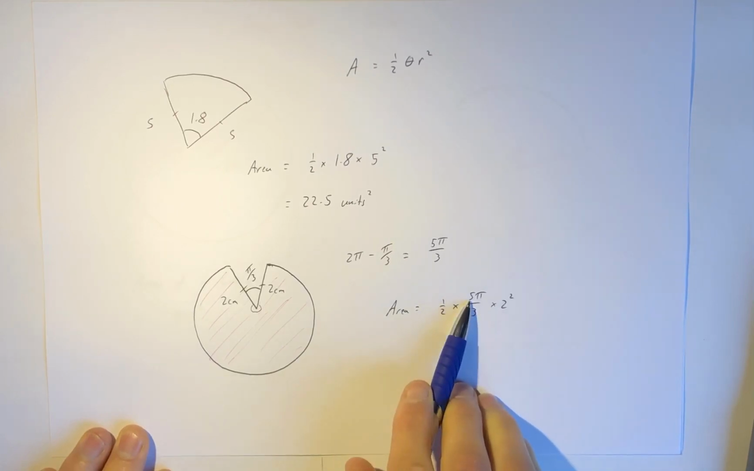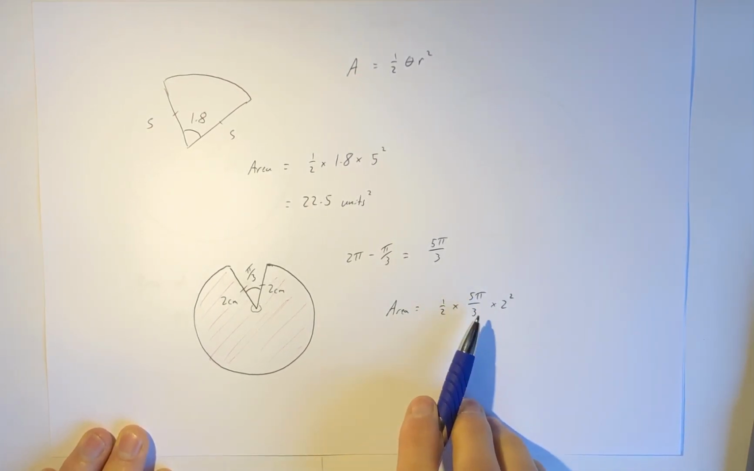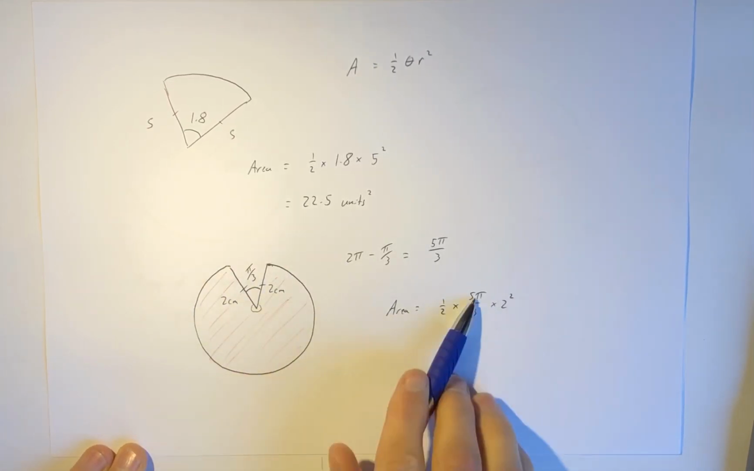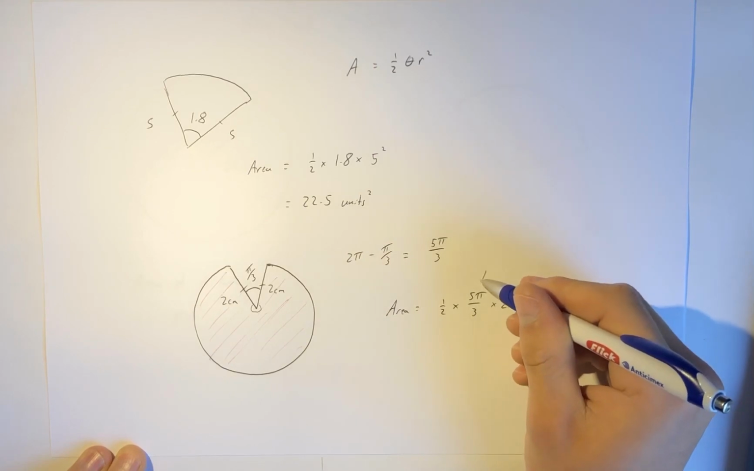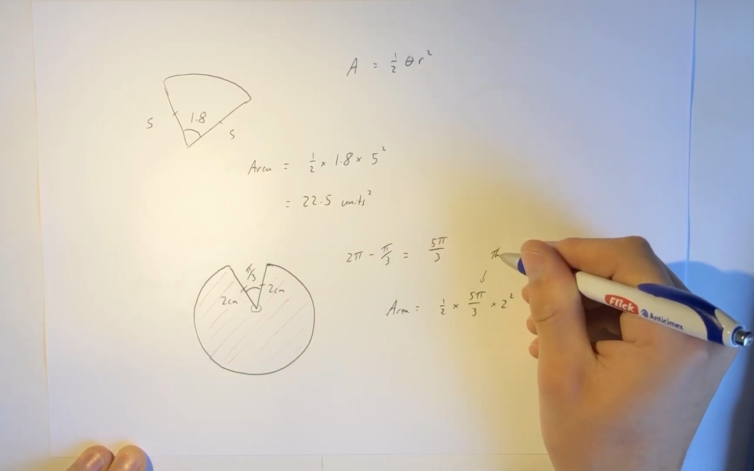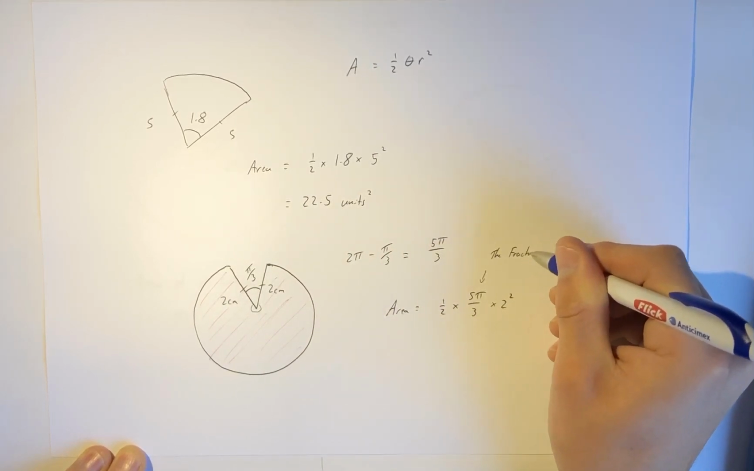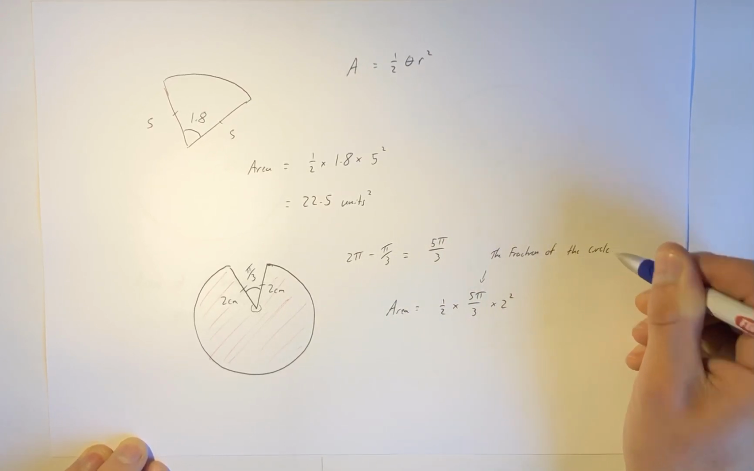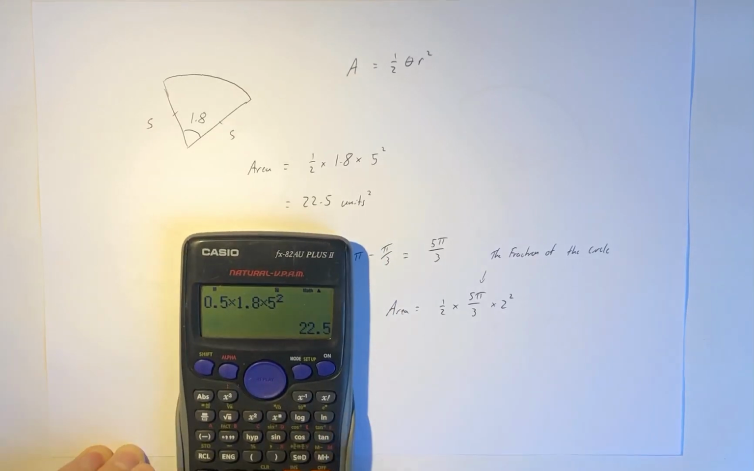You can see how that's not quite 2 pi, is it? It's 5/3 of pi. So it's obviously a fraction of an entire circle. So this here is the fraction of the circle. Let's have a look.